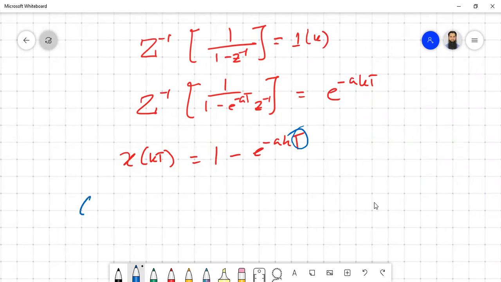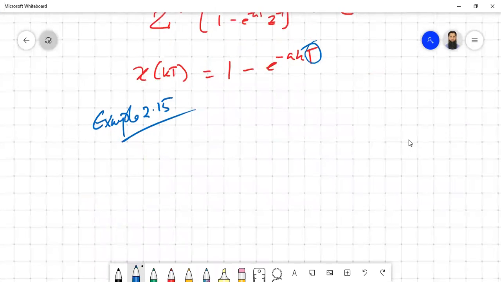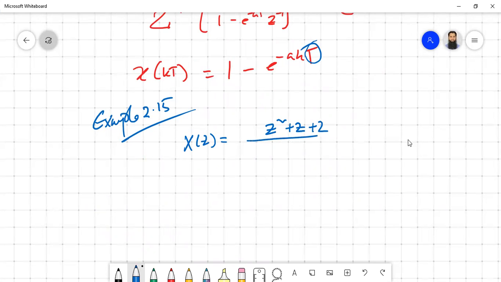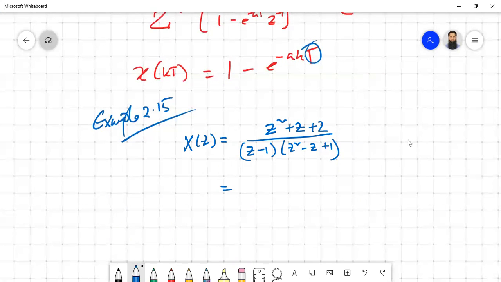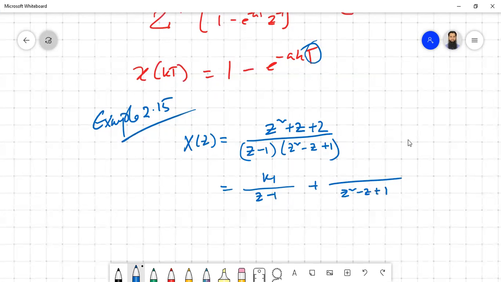Okay, so now go for the next example, example 2.15, another partial fraction example. It says that you have a function, X(z) equal to (z square plus z plus 2) divided by (z minus 1) times (z square minus z plus 1). Just like in the Laplace domain, we have to make it separated. So K1 by z minus 1, and in the other one, since you have square terms, we can write it as (K2 z plus K3) over (z square minus z plus 1).